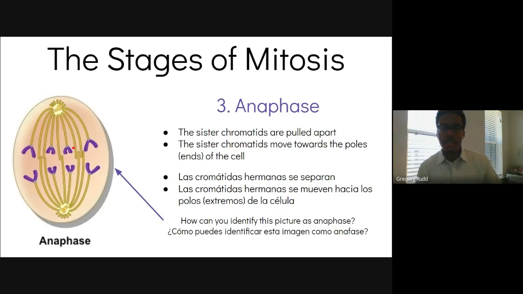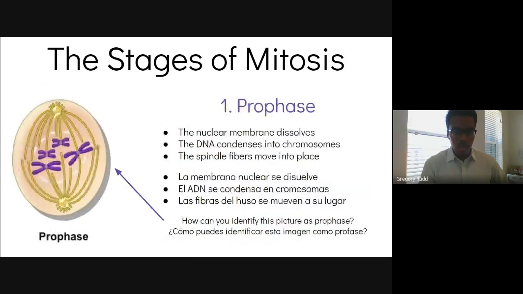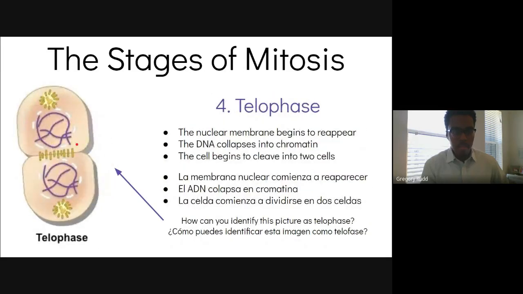And lastly, telophase. This is when the nuclear membrane begins to reappear. The DNA again collapses into chromatin. So instead of being in these nice chromosomes, which look like X's, now it collapses again into these random unorganized strings of DNA called chromatin. And the cell also begins to cleave into two new cells.